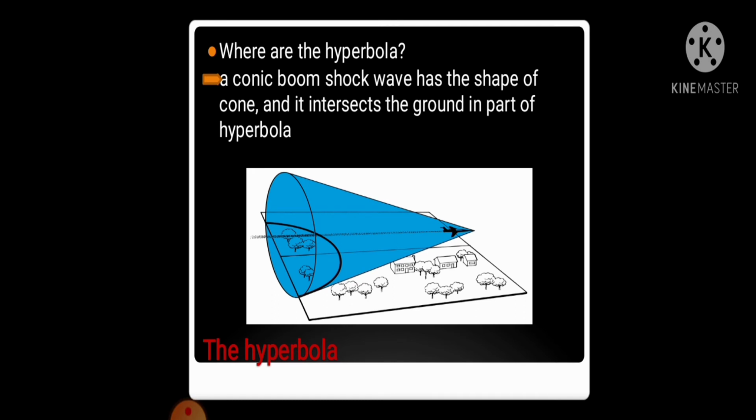Where are the hyperbolas? A conic boom shock wave has the shape of a cone and it intersects the ground in a part of a hyperbola.